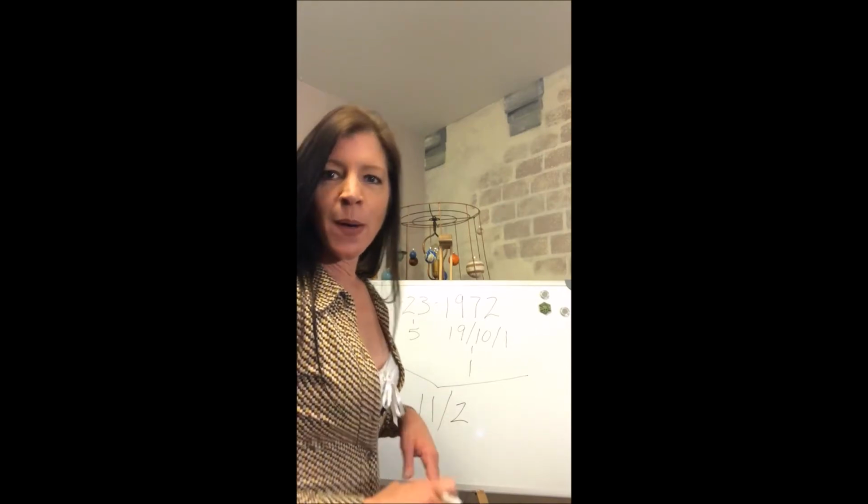So let's talk a little bit about the numbers. So 1 is your ego. 1 is your drive. 1 is leadership. It is pioneering. People with a 1 life path are really our natural born leaders. That's what they're here to do.